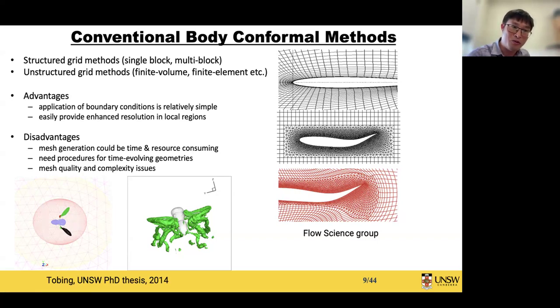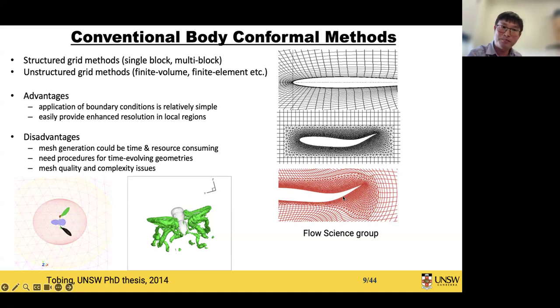Now the trouble with these methods is that mesh generation could be very time and resource consuming, especially when it involves time-evolving geometries. For example, for this whole fly, it could take months to run one simulation. Also, mesh quality and complexity could be very troublesome. For example, here is the initial mesh, and after about 20 cycles, the mesh becomes like this. That means the quality in those regions becomes low.